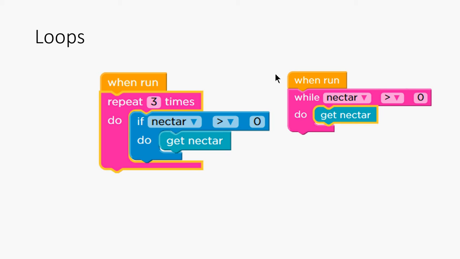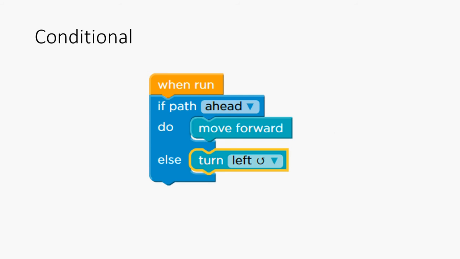There's another kind of loop, and that is a do while. And this, instead of doing a number of times, will do it until something is true or something is false. So here we're saying as long as the nectar is greater than 0, do something. That something is get the nectar. When it's 0, then this loop ends. Okay, so you have the loop where you specify a particular number of times, and then you have a do while loop.